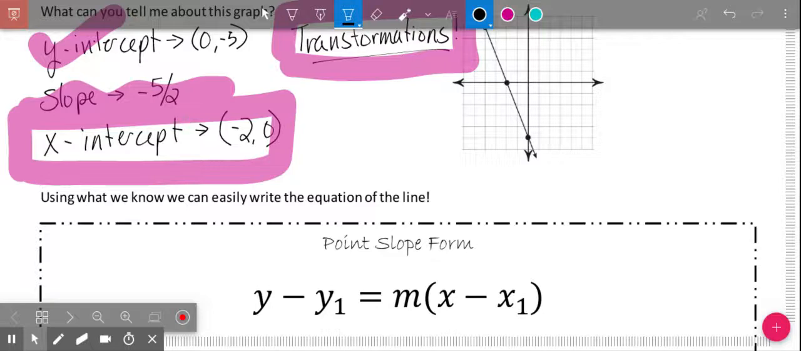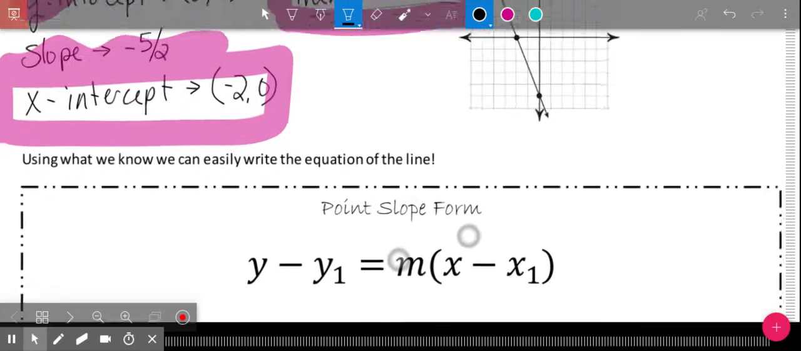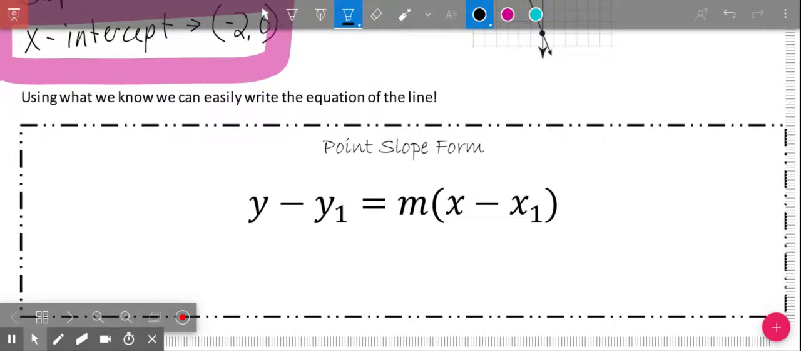So using what we know, we can easily write the equation of that line, which will give us even more information. The first form I want to look at is point-slope form. We used point-slope form last week to graph, and this is where we just rearranged it into slope-intercept form, which is what we're going to be doing a little bit too.